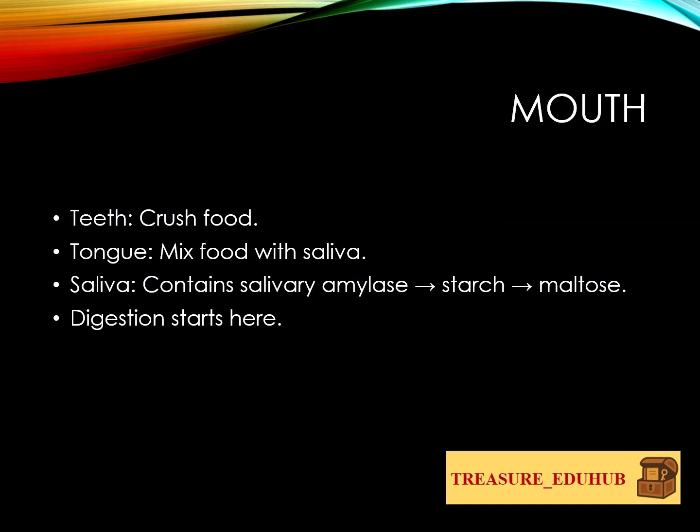First, food comes into our mouth. The first function is to crush the food with the help of teeth. The tongue mixes the food with saliva, and saliva contains salivary amylase, which breaks down the starch into a simpler form, which is maltose. So we can say that the digestion of any food will start from our mouth, specifically for starch.